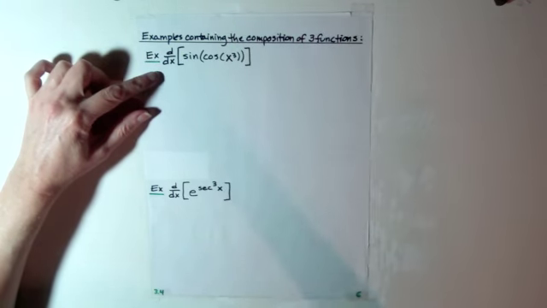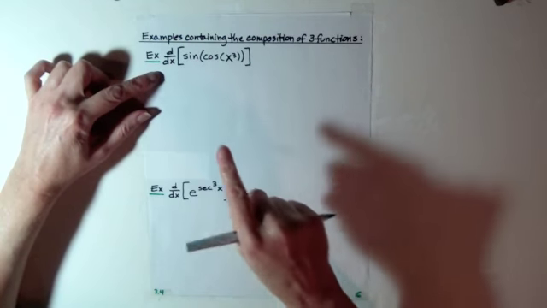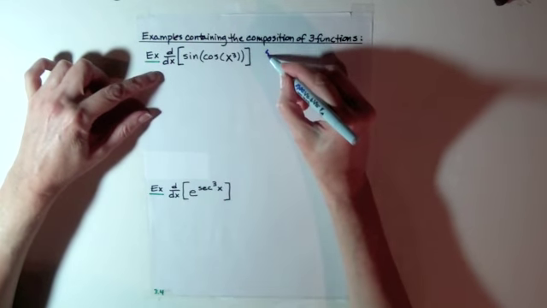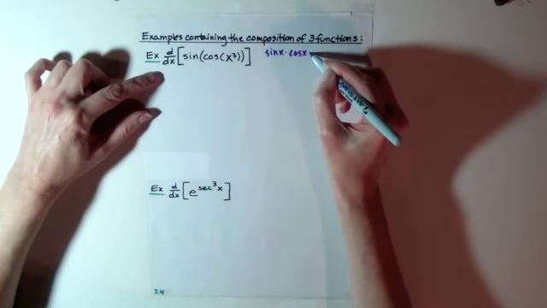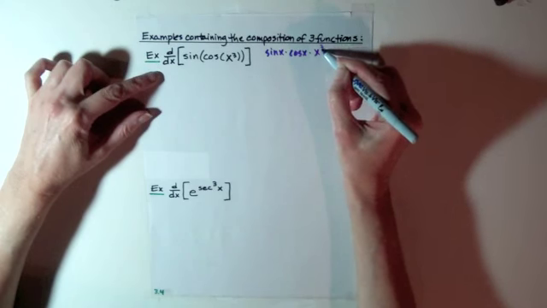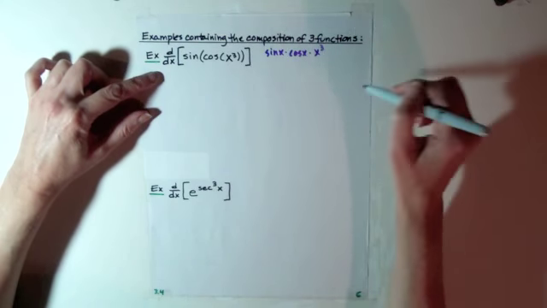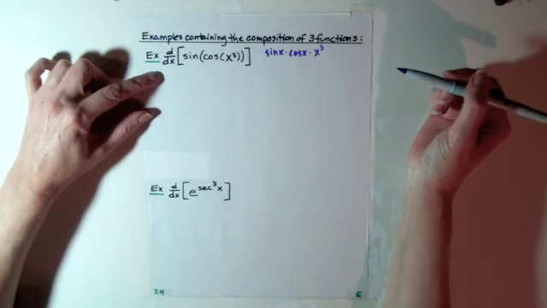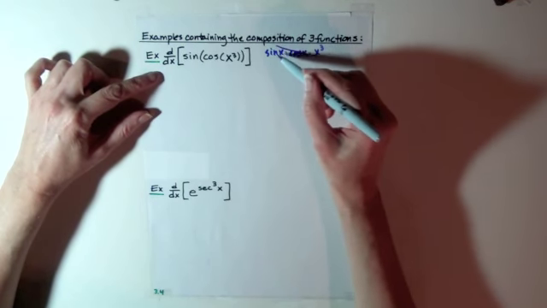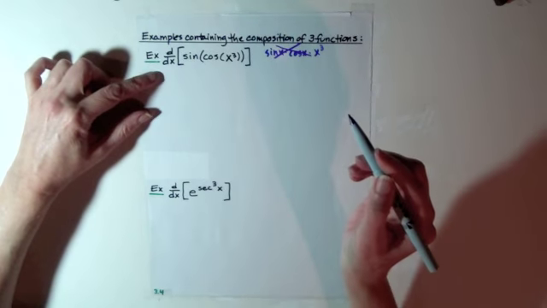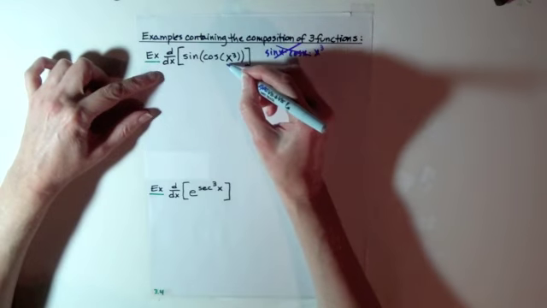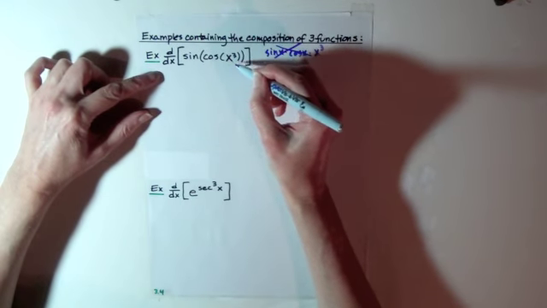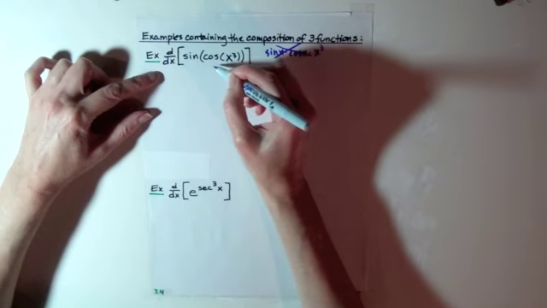And you notice that it isn't a product of 3 functions. It is not sine x times cosine x times x cubed. That would require the product rule to find the derivative. But that's not what I have here. I actually have 3 functions that are composed. The very innermost function is x cubed. And notice that is inside of the cosine function.